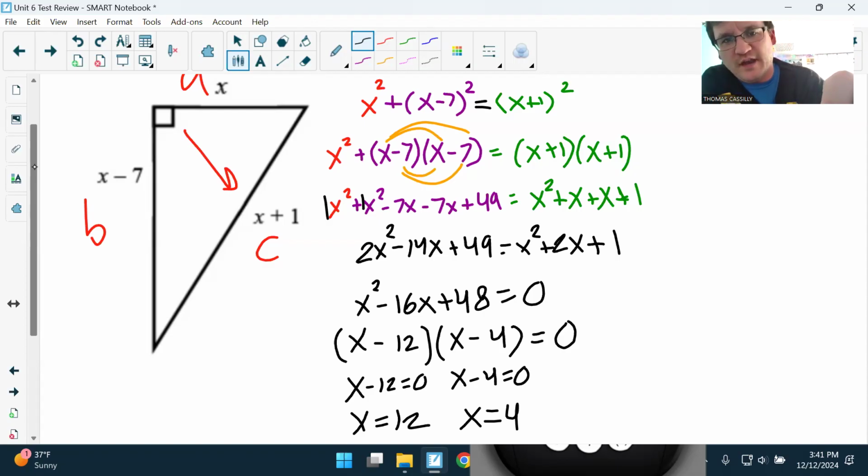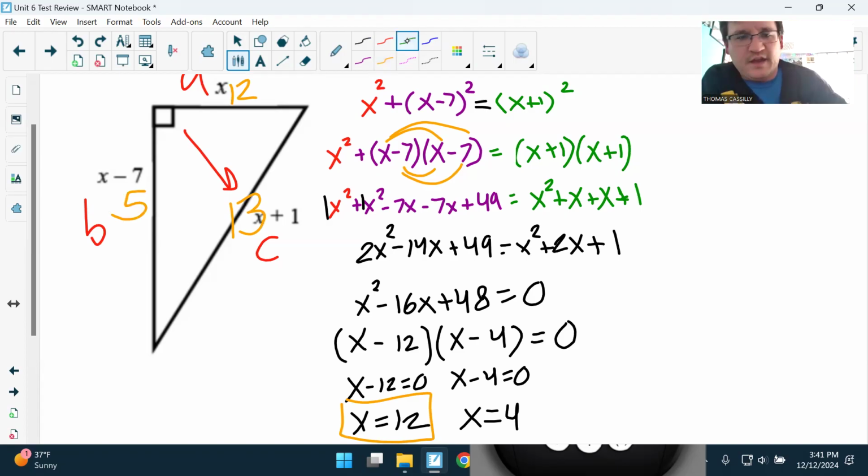All right, because if I do that, let's look. If I plug in x equals 12, I get 12 plus 1. This has a side length of 13. I have just a 12 up here. And then on the left side, I have 12 minus 7. That gives me a 5. All right, so that one checks out.